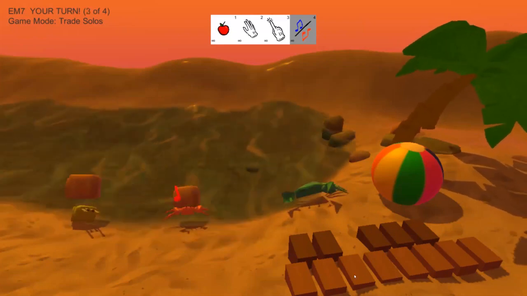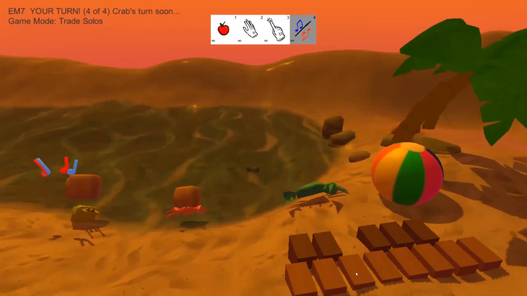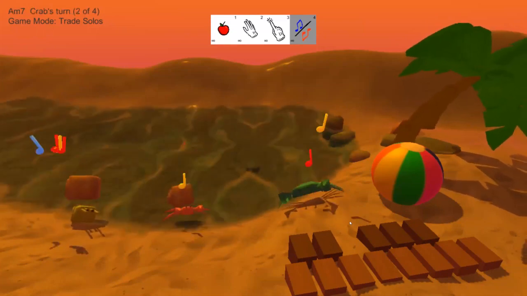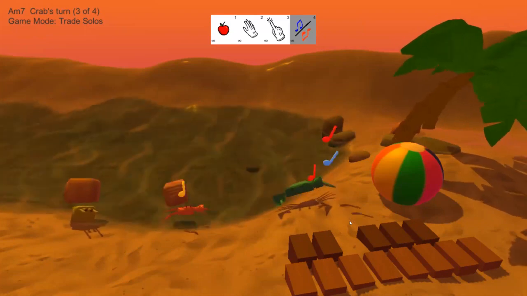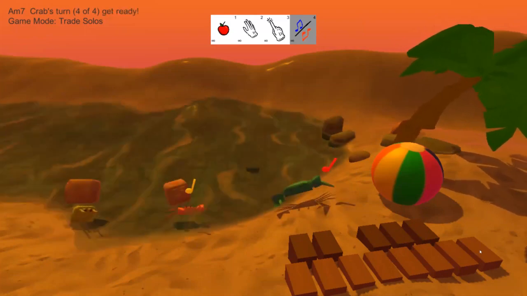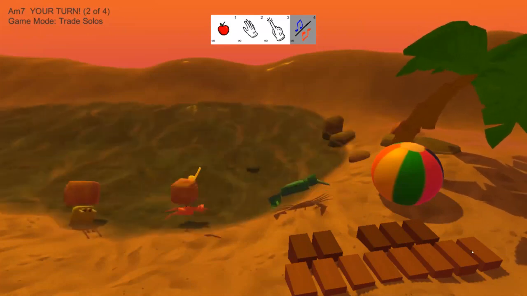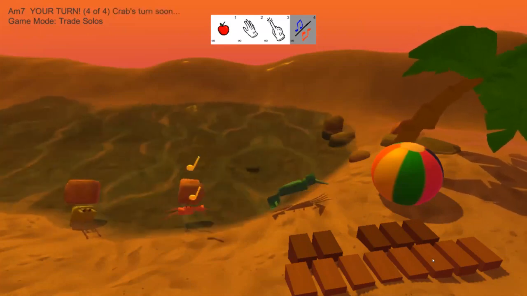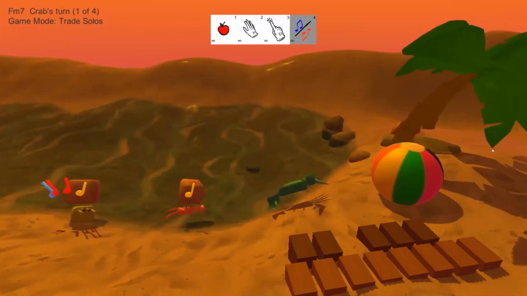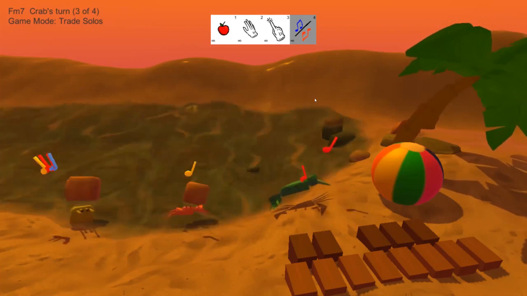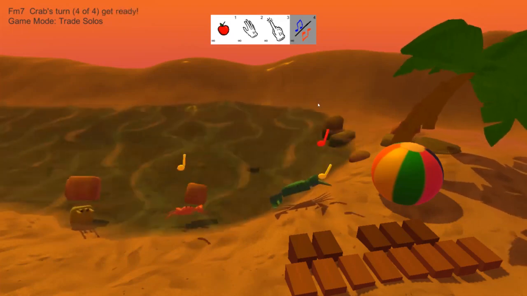You'll have to forgive my terrible playing here. It's really hard to do this with the mouse. The crab is leading, so he's actually deciding what key we're going to play in. And this will just keep going. The crab will keep picking new keys.